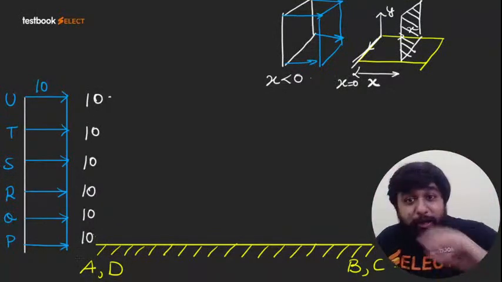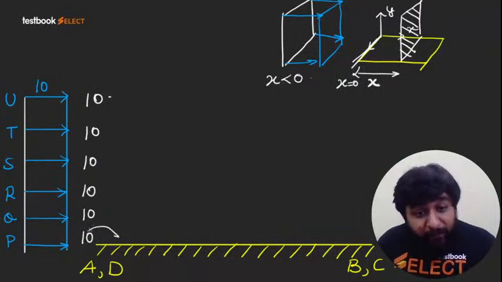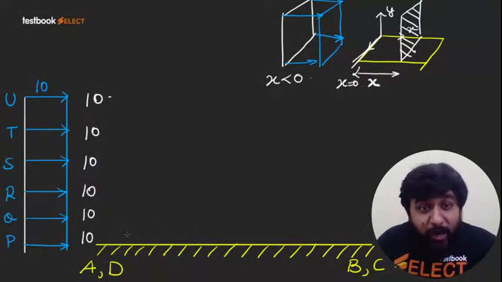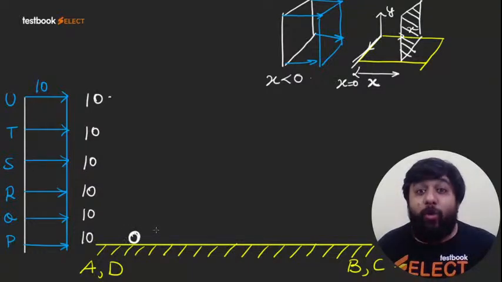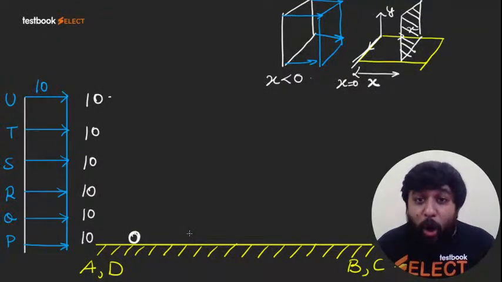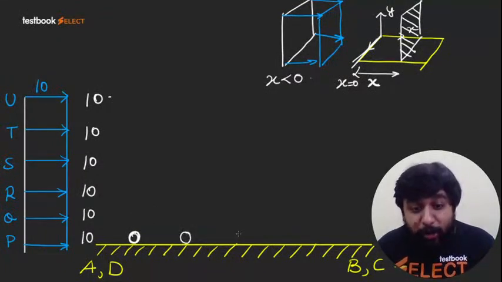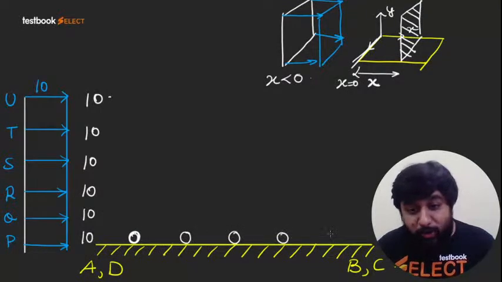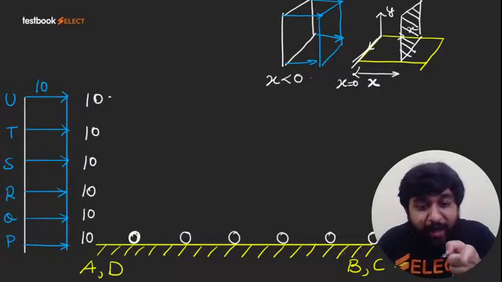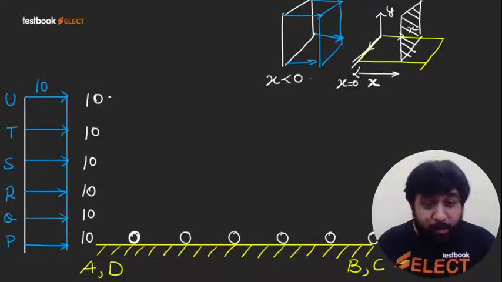Now what will happen? As soon as these particles move ahead, particle P will come in contact with the solid. And immediately, because of the no slip condition, it will come to rest. Its velocity will become 0. So all the particles which are in contact with the solid surface have velocity 0. That's why I've written 0 everywhere. Now check.